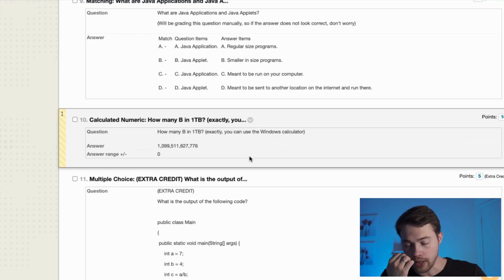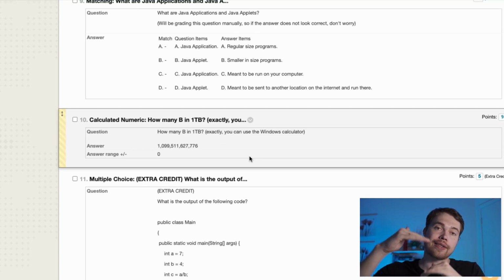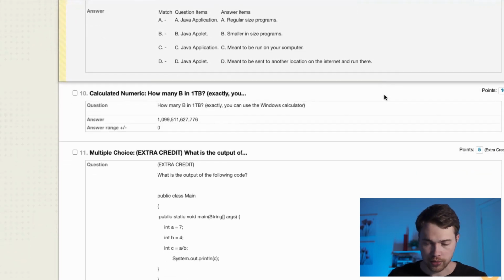So let's talk about this. How can we calculate how many bytes in 1 terabyte? Okay. So basically, I need to start with the bytes and then move along that scale. So what goes after 1 byte, right? We have 1 kilobyte. Okay. So let me draw this.